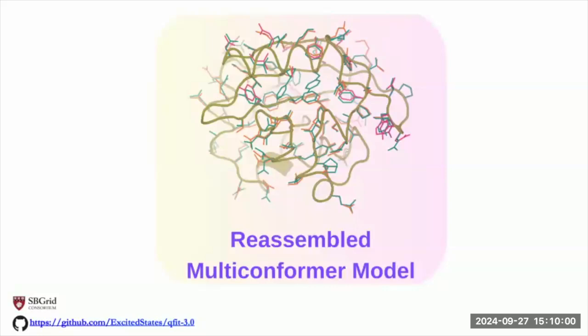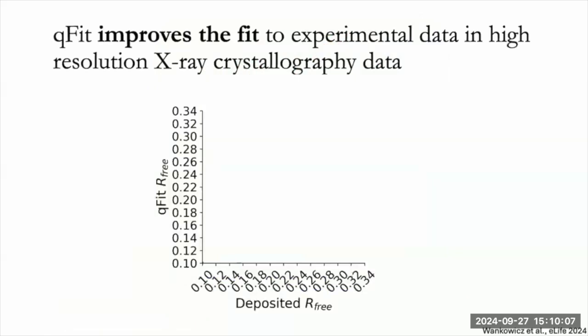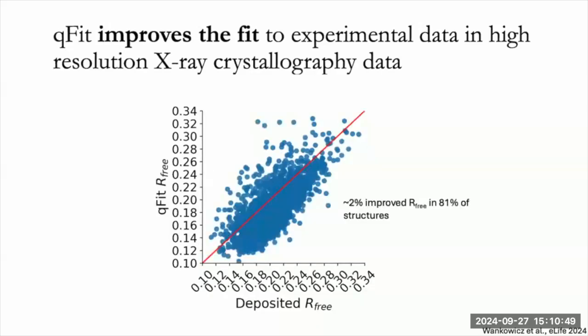Giving us a reassembled multi-conformer model. And so what we showed applying this across about 10,000 structures of the PDB, and I should say high resolution, so in this case better than 2 angstrom structures, is that QFit generally improves the fit to experimental data. And so we're looking at this R-free parameter, which, going back to validation metrics, is this really nice metric that we can use in X-ray to say, are we actually fitting the data better by having more parameters in our model and by fitting these alternative conformations, or are we just fitting to noise? And so everything below this red line indicates that we are improving the R-free.